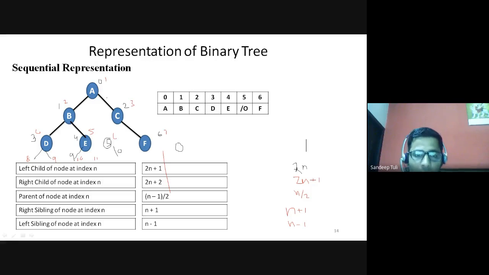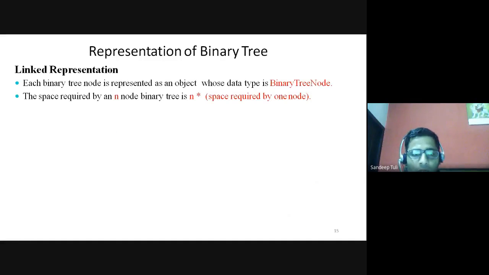तो ये हमारा हुआ representation of binary tree. Is it okay? Sequential representation actually. Now coming on to the linked representation. Linked representation means linked list use करेंगे definitely हम.